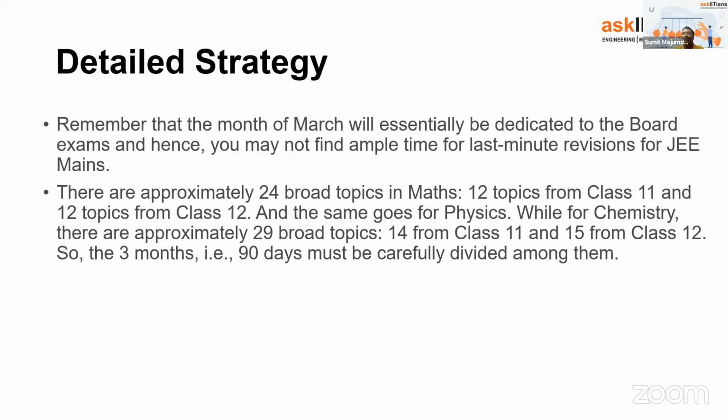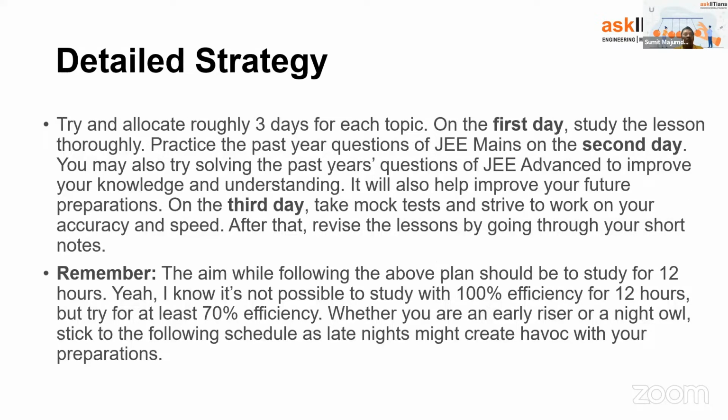So there are approximately 24 broad topics in maths, 12 topics from class 11th and 12 from 12th, and similarly for physics and chemistry. So that's the reason I have tried to divide it carefully among the 90 days that you have, the 3 months roughly that we are talking about. We don't really have 3 months because February has already started.